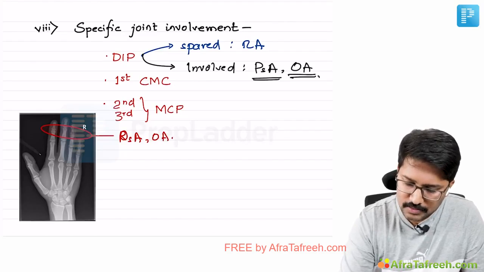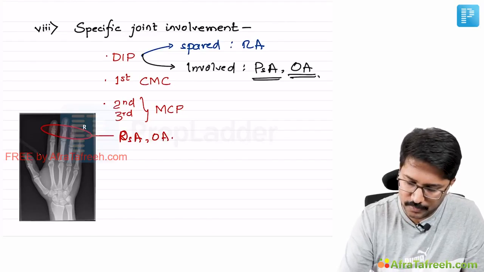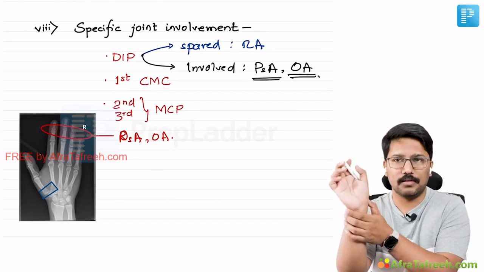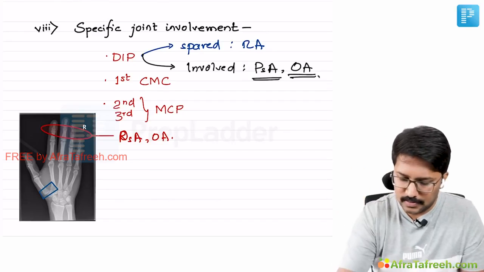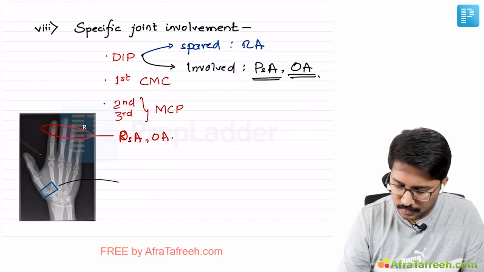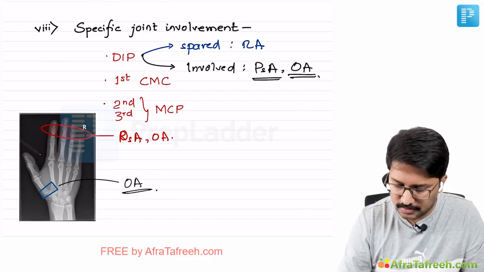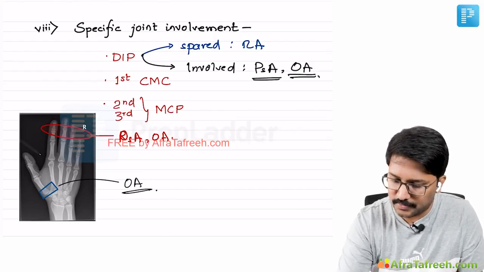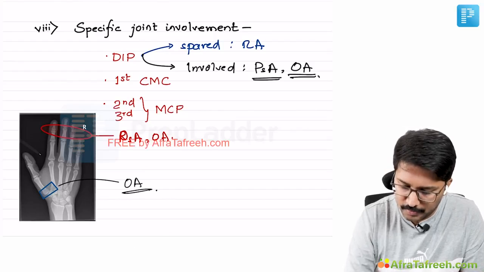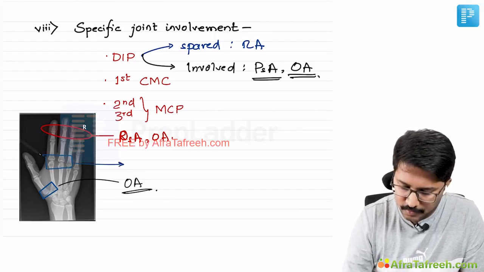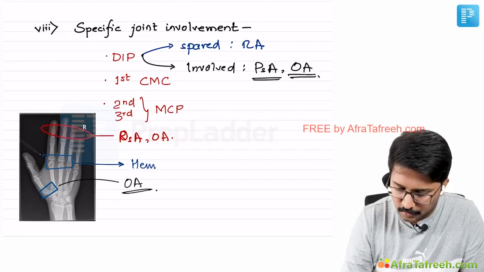Then the involvement of the first carpometacarpal joint, here, right, at the base of the thumb. This involvement is very characteristic of patients suffering from osteoarthritis. So this is very characteristic of osteoarthritis. And then we were talking about hemochromatosis in the previous slide, right? So involvement of the second and third metacarpophalangeal joint is very typical of hemochromatosis.